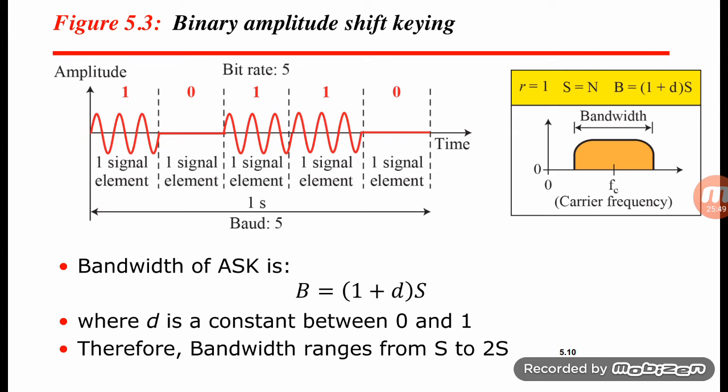And then B is equal to 1 plus D. So this is something like this. This is how you show the band. This is your carrier frequency, and you take some space here, some space here in the spectrum. All right, any questions? Okay.